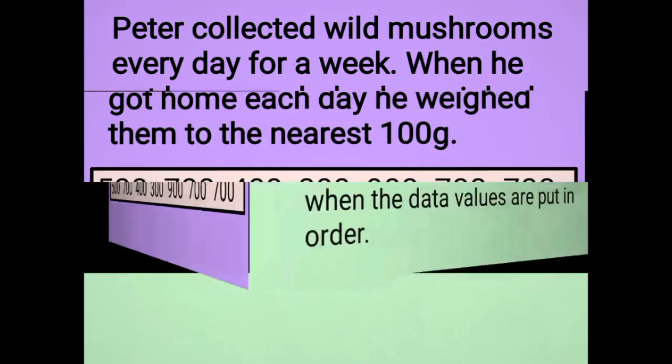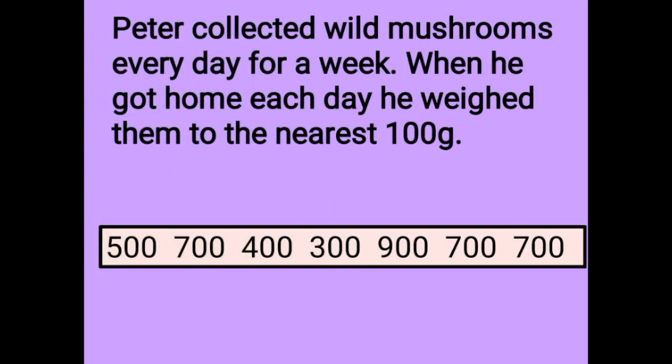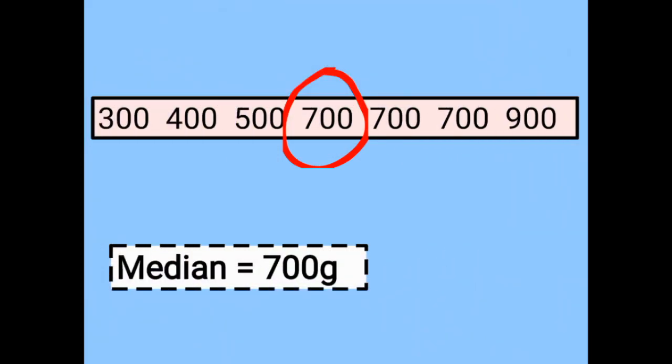Median. The median is the middle value when the data values are put in order. So first I'll arrange the weights shown below from the smallest to the largest. As the value in the middle is 700 grams, the median for this data is 700 grams.